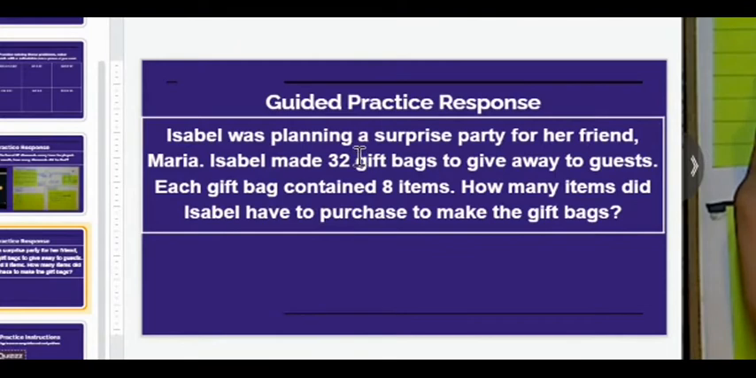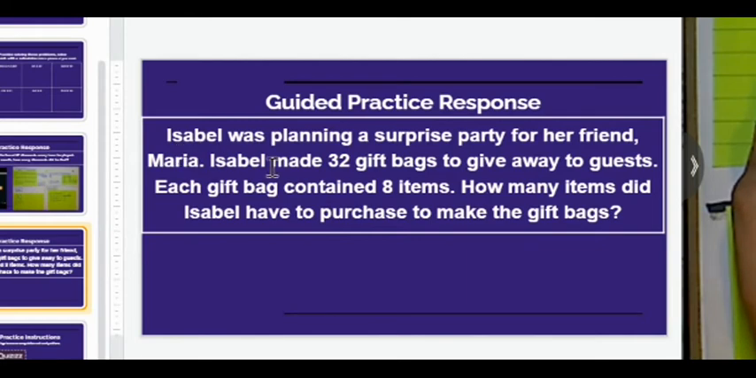Isabel was planning a surprise party for her friend Maria. Isabel made 32 gift bags to give away to guests. Each gift bag contained 8 items. How many items did Isabel have to purchase to make the gift bags?